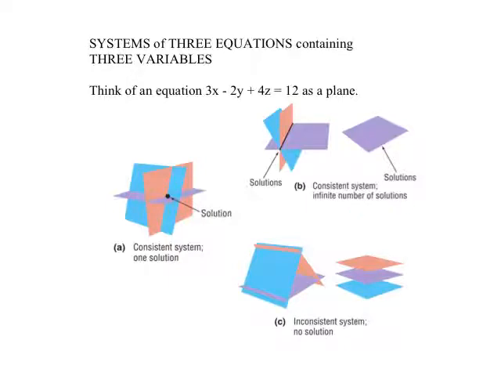And then the last situation is if you take those three planes and they're parallel, you have no solution, no points in common. Or two of them might intersect, and they never all intersect in one place or in one infinite set of places. So when they don't intersect, you can't find one set of values that satisfy all three equations, and that is an inconsistent system with no solutions.